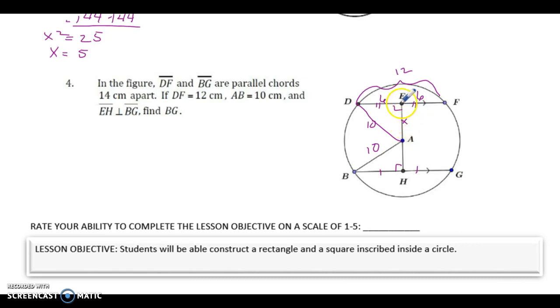Do Pythagorean theorem. Then they tell me that this whole thing is 14. So I'm going to take 14 minus the value of x to get this. You're going to have to do some work on your own here. And then Pythagorean theorem again to get, let's call this y, the value of y. They want the whole length of BG. And so in the end, you'll have to add y plus y, or 2y.